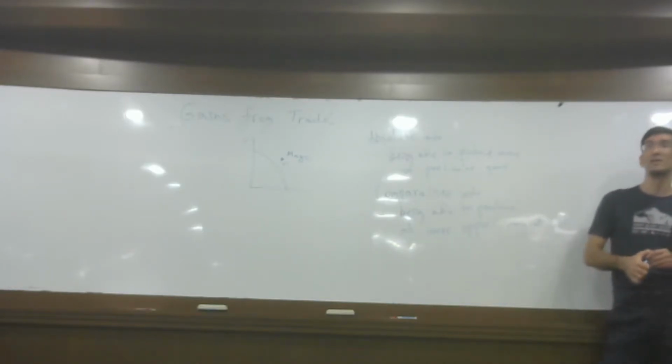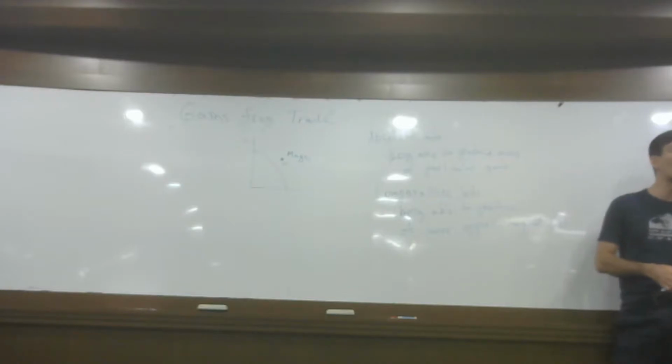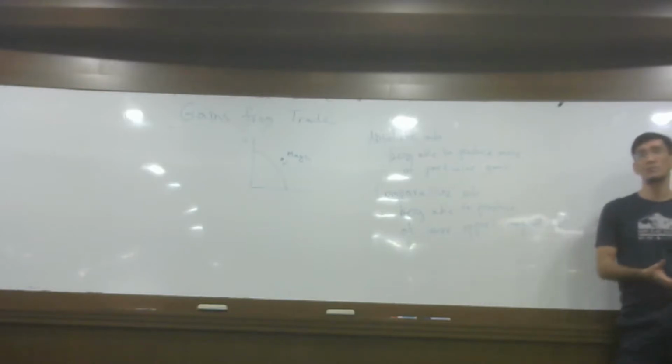Comparative advantage is being able to produce at lower cost. Okay? Being able to produce at lower cost. Being able to produce at lower opportunity cost. Being able to produce at lower opportunity cost or marginal cost. Okay? So, let's have a look at two countries, big and small.